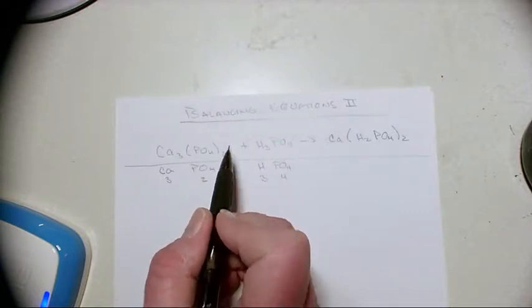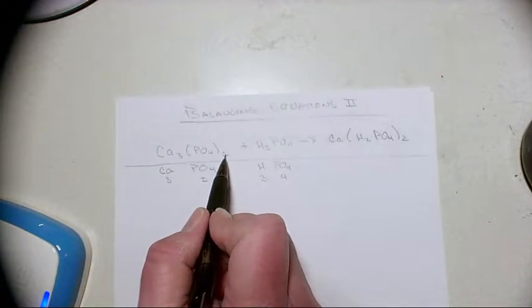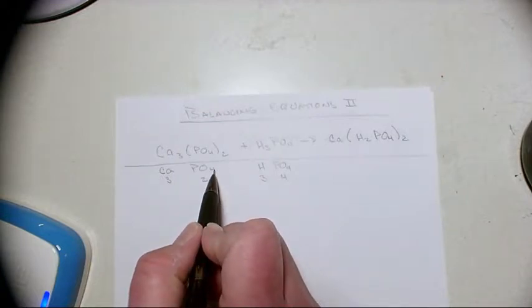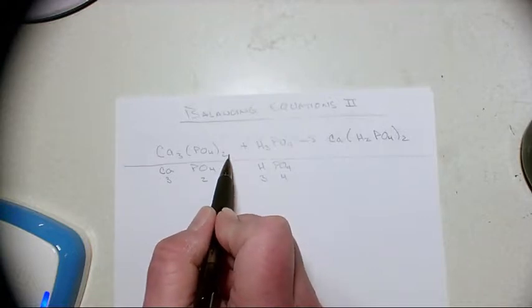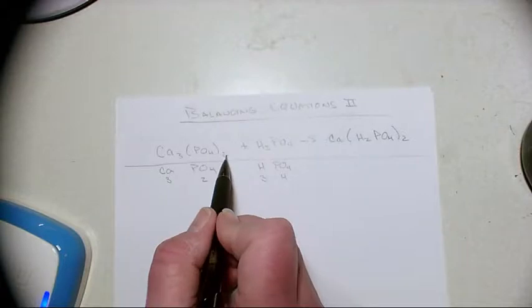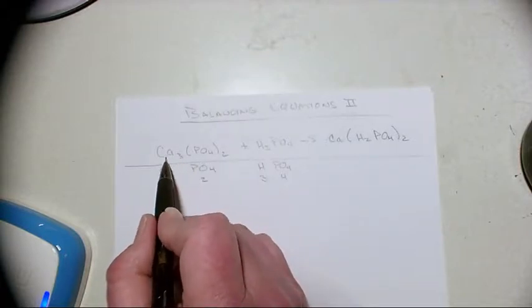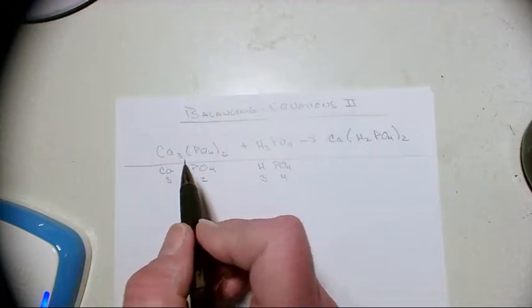Remember, I could break this down. I could say that I treat this as just 2 PO4s, or phosphates, or I could say I have 2 phosphorus atoms and 8 oxygen atoms. That's what this 2 does to this, just as this 3 says I have 3 calcium atoms.